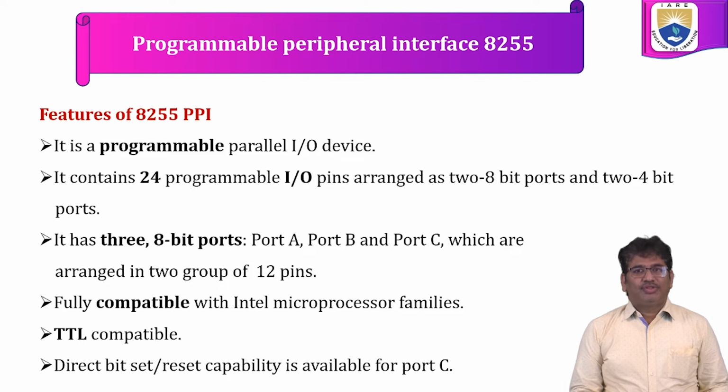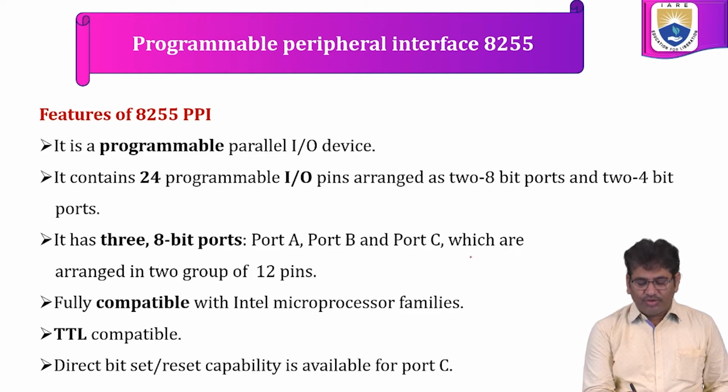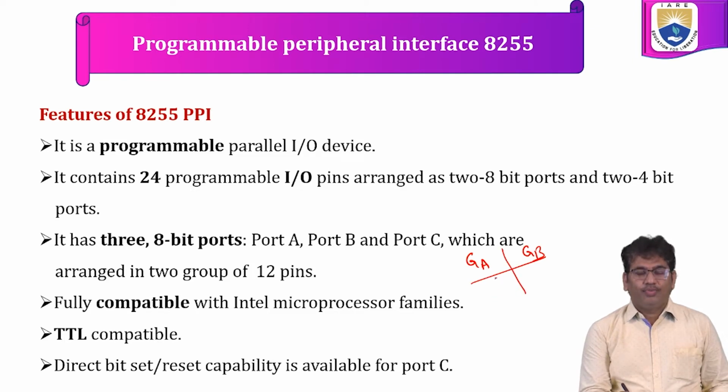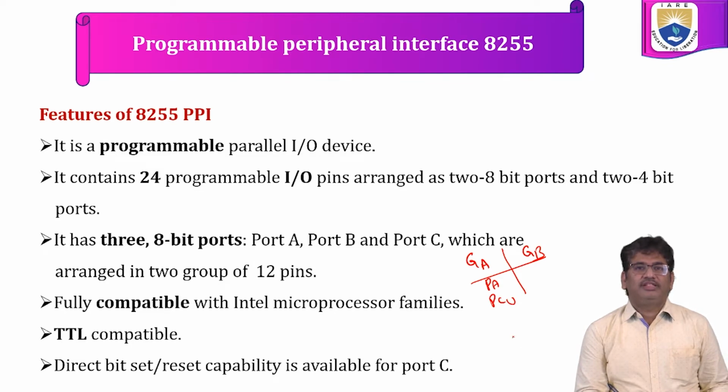It has three 8-bit ports, port A, port B and port C, which are arranged into two groups of 12 pins each. So these three ports are categorized into group A and group B. Under group A, port A and port C upper are present, in which port A is 8-bit size and port C upper is 4-bit size, a total of 12 pins. Whereas under group B, we have port B and port C lower, which by combining these two ports we can use for 12-bit I/O data transmission.